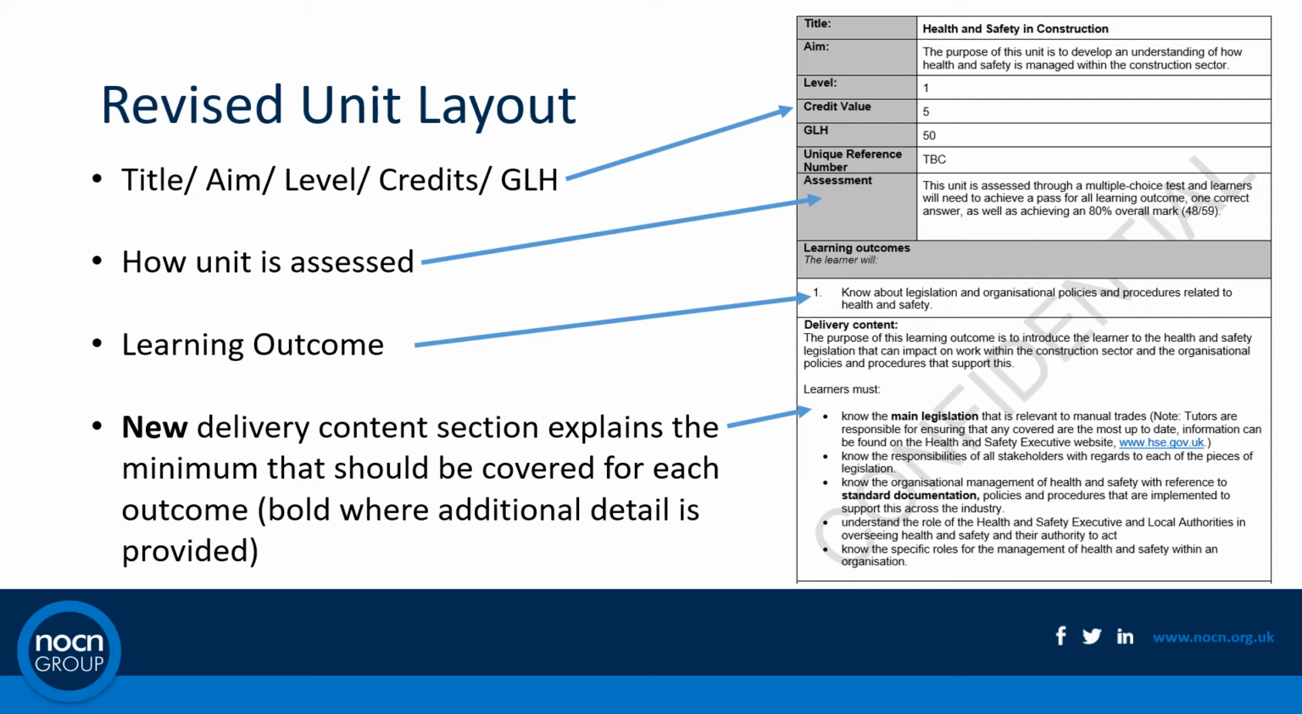You'll see there Learning Outcome 1, know about legislation and organisational policies and procedures related to health and safety. So far, so normal. However, when you look down to the next section, Delivery Content, you'll notice that there aren't any assessment criteria, or certainly not any assessment criteria numbered in the way that they would have been previously, 1.1, 1.2, etc. Here we've gone for a bulleted approach.